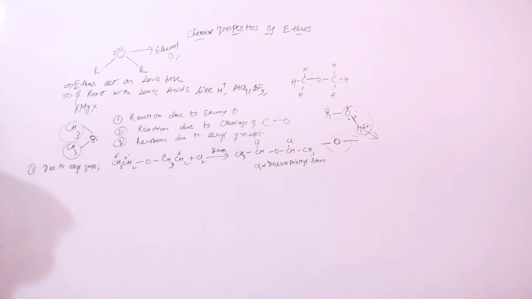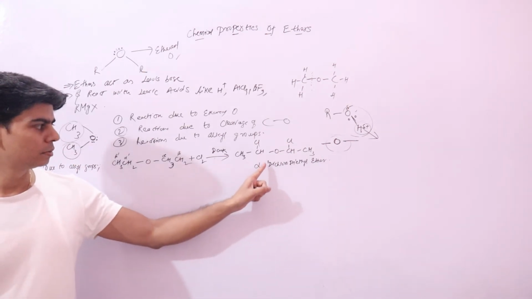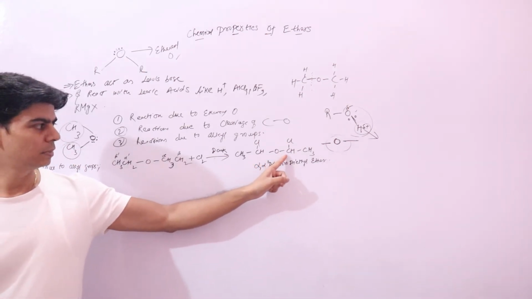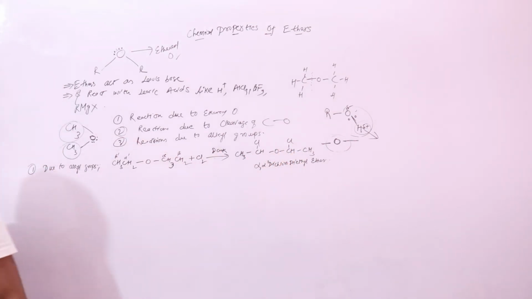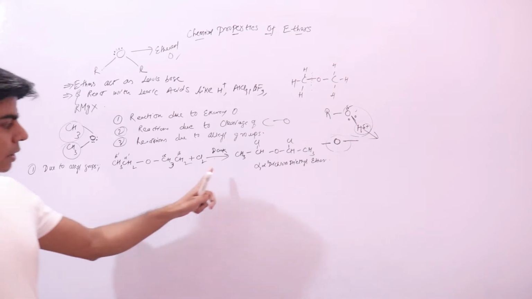right. Alpha dash means one Cl is at alpha dash carbon atom and one is at alpha carbon atom, right. That's just denoting the position. So this is your alpha dash dichlorodiethyl ether. Now this reaction is in dark, right.